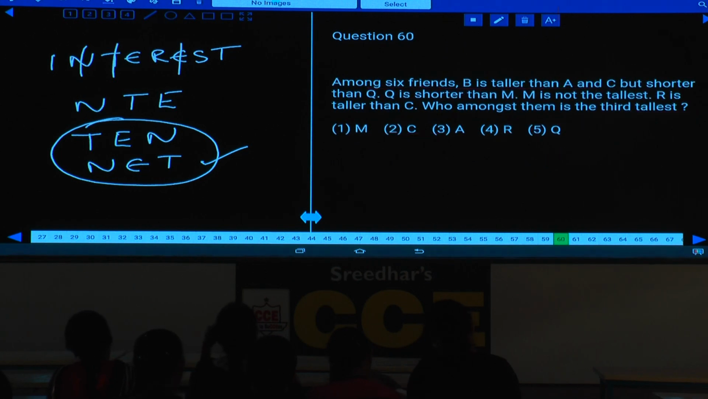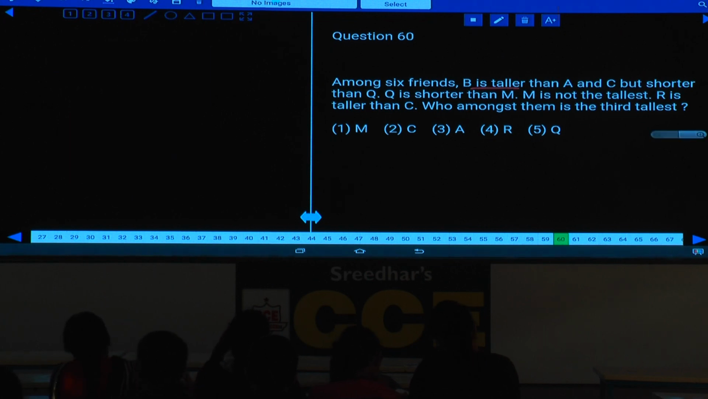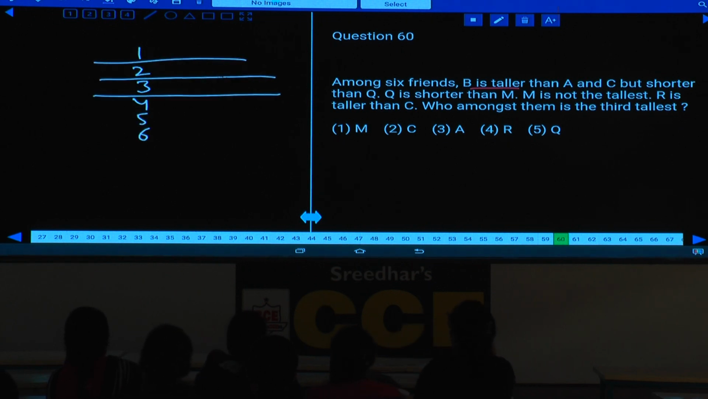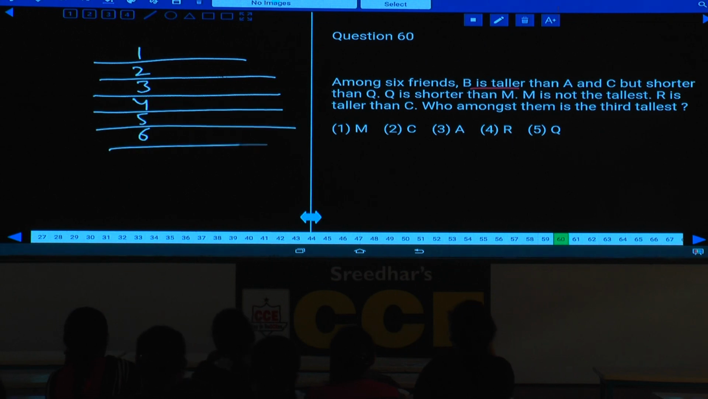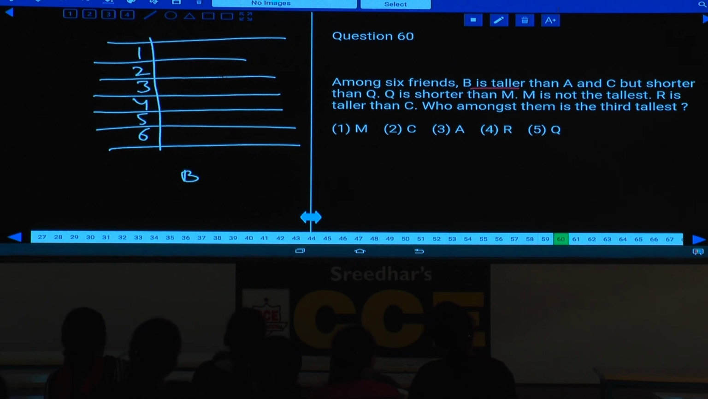Then question number 60. Six persons are being compared in their heights, 1, 2, 3, 4, 5 and 6. Tell me what is the information here? B is taller than A and C. B is taller than both A and C, but shorter than whom? But shorter than Q. And Q is shorter than M. And M is not the tallest.